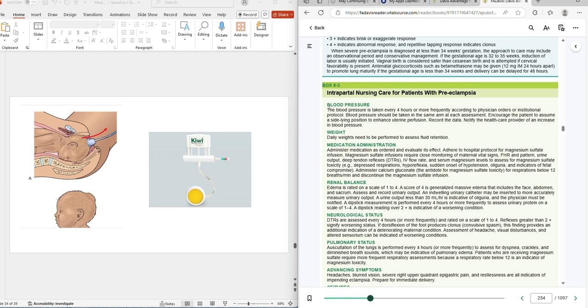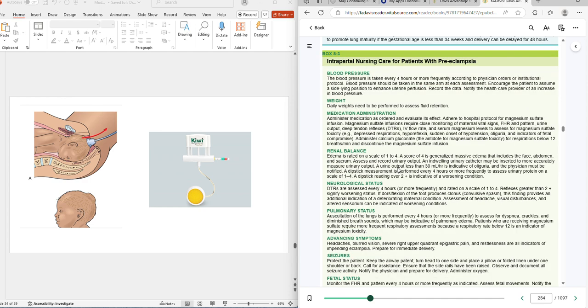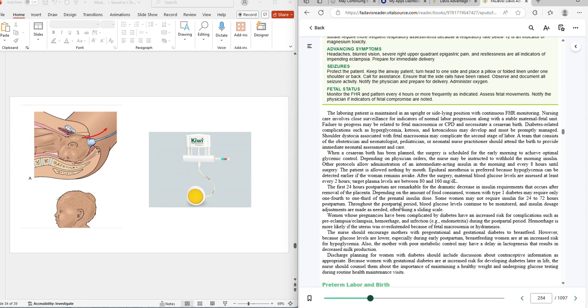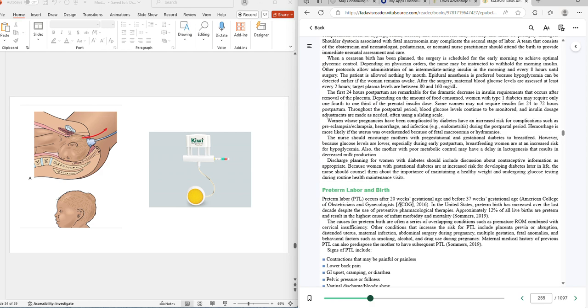So nursing care: you're checking the blood pressure, you're checking the weight because they're going to have a lot of fluid retention, medication administration, renal balance. So we're doing renal labs, pulmonary status, neurological status, any headaches, blurred vision, dizziness, epigastric pain, okay? We're checking the DTRs. So all of these things happen with preeclampsia. We'll talk more about that.